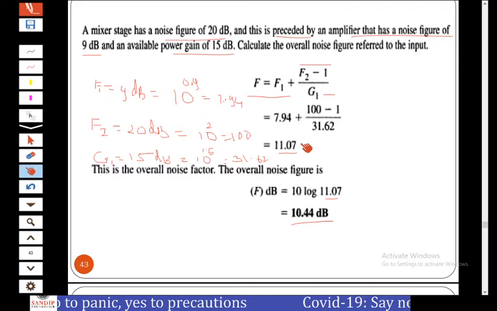Now after that we need to get the noise figure of the overall system. For this we need to convert this 11.07 into dB. This can be done by taking 10 log of 11.07. It yields approximately 10.44 dB. So we need to understand the procedure of calculation of these things.